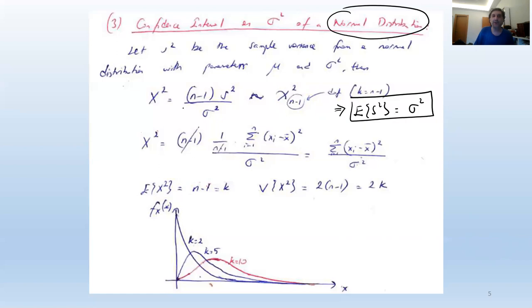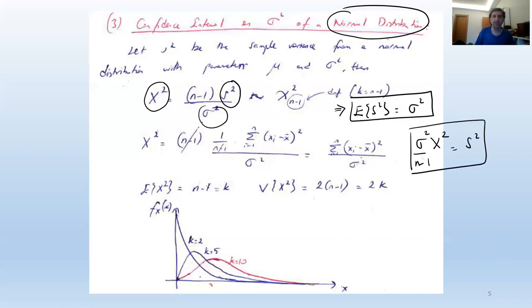So let's see. First, X square. I'm interested in S square. So note that the chi-square random variable is basically equal to this. I have put these terms to that side. So our S-square estimator, the sample variance estimator, is equal to this. Now, the expected value of this is going to be equal to the expected value of S square.